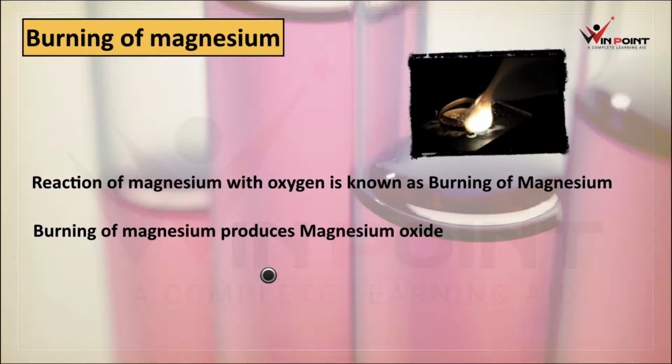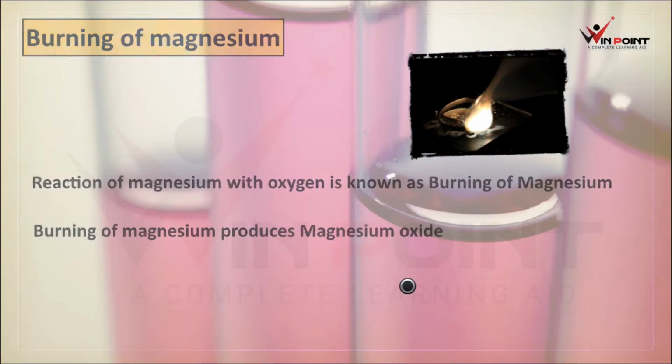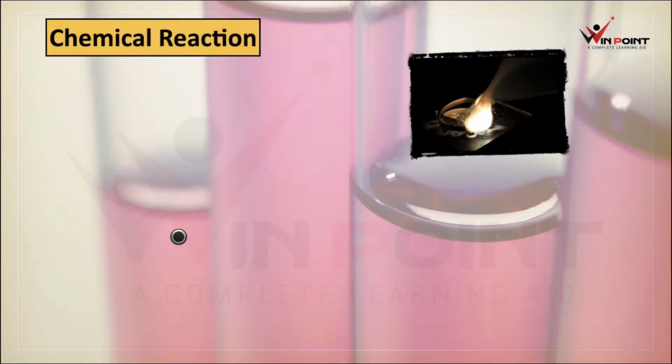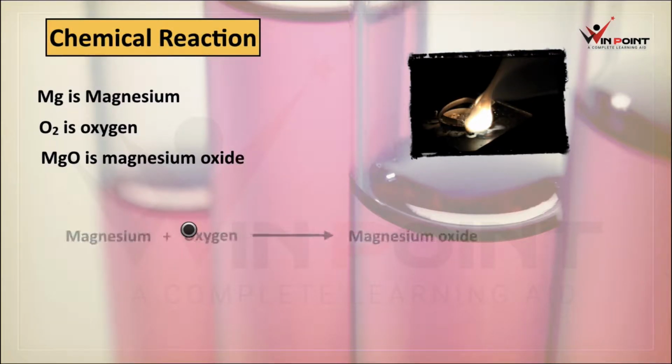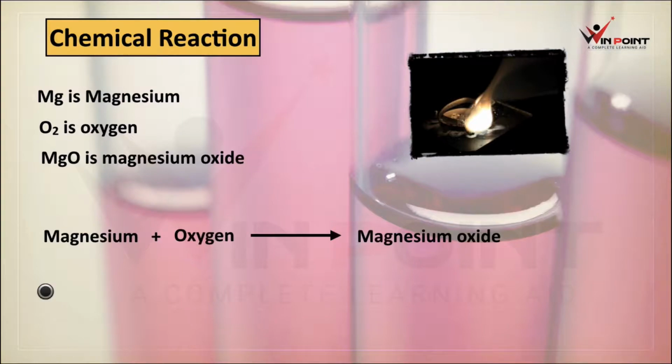Burning of magnesium produces magnesium oxide. Here, when we are burning this magnesium ribbon, we are getting magnesium oxide. We are going to take that magnesium oxide. When we are burning, magnesium is combining with oxygen and it is giving magnesium oxide. Magnesium plus oxygen gives magnesium oxide. The symbol of magnesium is Mg, symbol of oxygen is O2 and symbol of magnesium oxide is MgO.